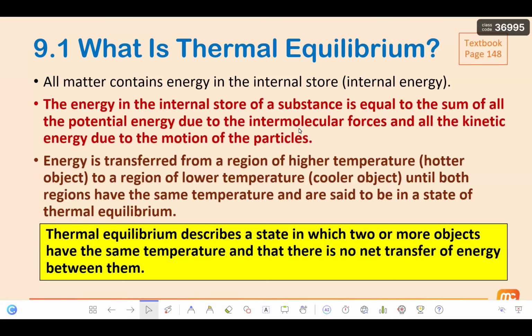The one in the yellow box, you need to memorize. Thermal equilibrium describes a state whereby two or more objects have the same temperature and there is no net transfer of energy between them. If the temperature is not the same, there will always be a net transfer of energy from a region of higher temperature to a region of lower temperature.